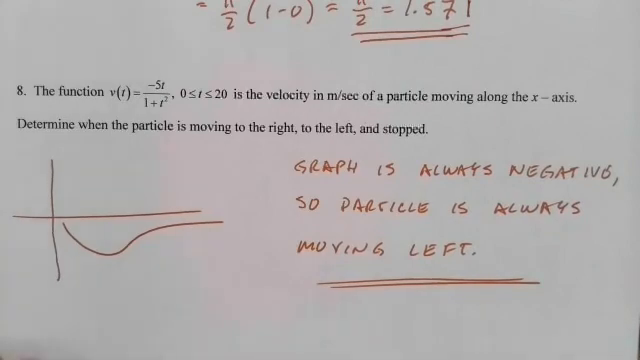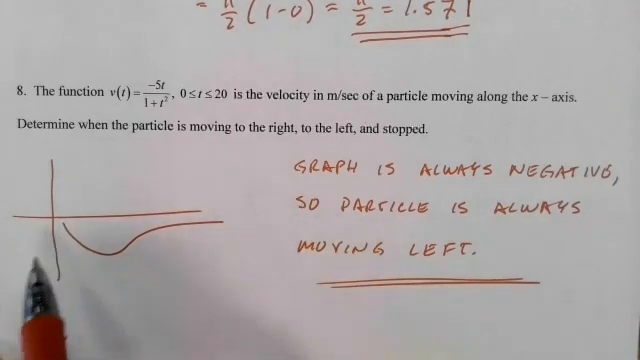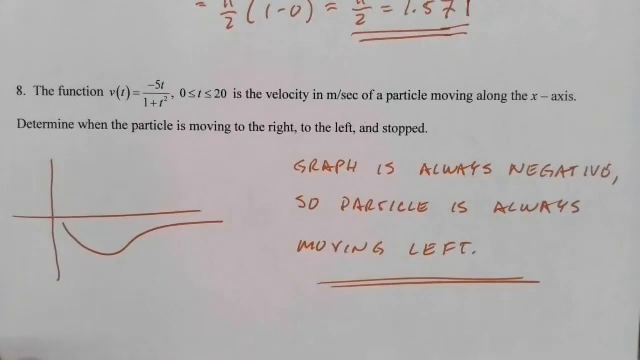And then the bar goes moving to the right, to the left, and stop. The graph's always negative. It's always moving left. When you graph it, you see that you're always below the line. It's always got negative velocity. That's it. Hope this was helpful. Wow, that's a lot of work.